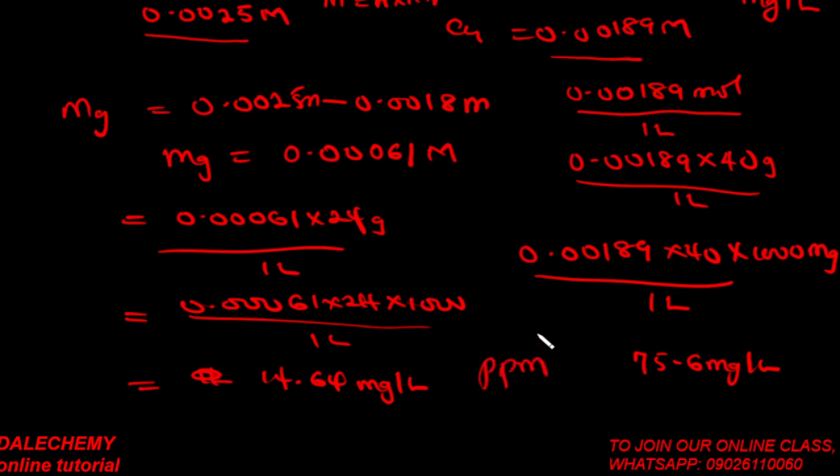Sometimes they might ask you to find it in parts per million, that is in ppm. Find the amount of magnesium and calcium in ppm. It's still the same thing as milligram per liter. So you can say that the amount of calcium is now 75.6 parts per million, and the amount of magnesium is now 14.64 parts per million. So that's how you can determine the amount of calcium and magnesium in water.